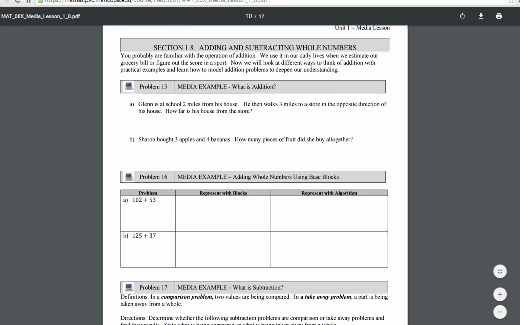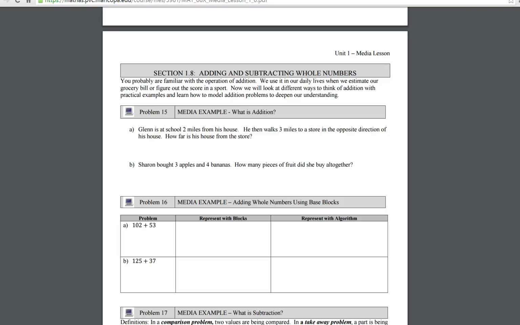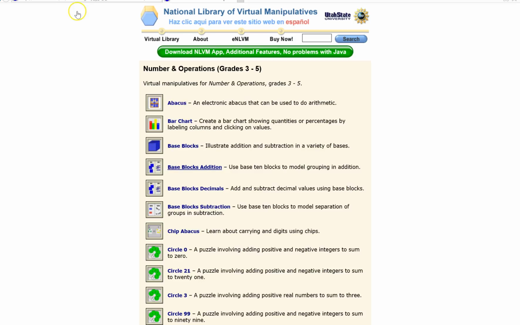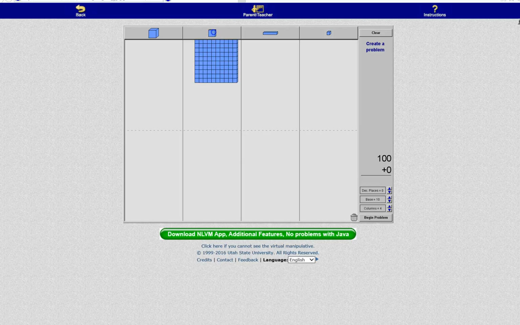So, adding and subtracting whole numbers using base blocks. Okay, so let's go to the NLVM site. Okay, so I will create a problem. I like how they set this up in terms of they have two separate places. This is for the first number, this is for the second number. So, 111.